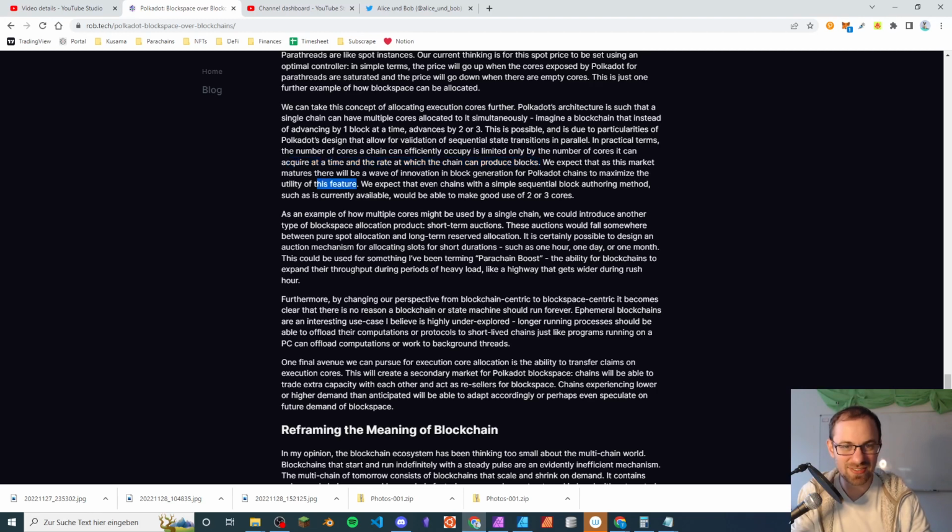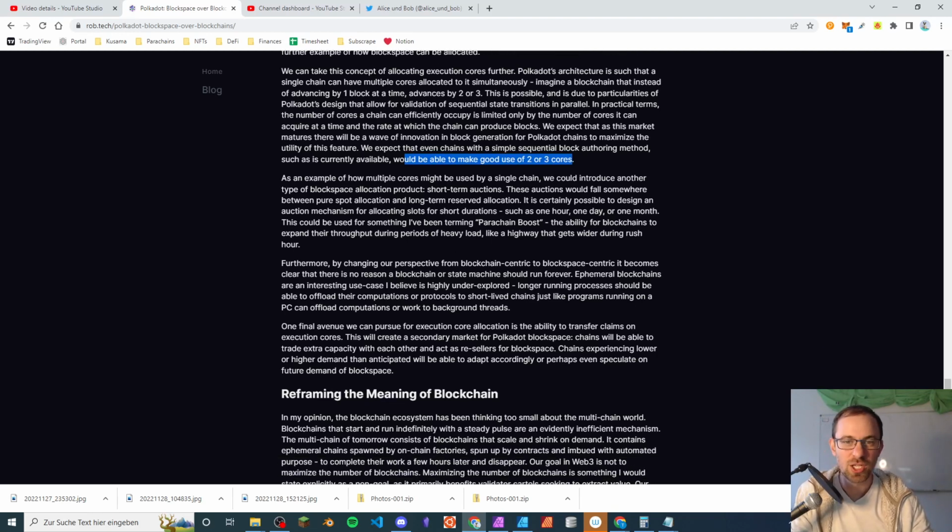We expect that even chains with a simple sequential block offering method, such as the currently available, would be able to make good use of 2 or 3 cores. Yeah. So imagine you have a parachain that sees heavy use, and you are filling block by block, and you have more demand than you can fill blocks. Users would have to wait, or you acquire more cores and use them at the same time.